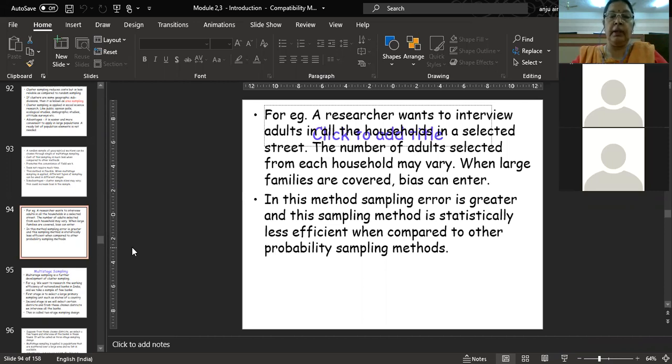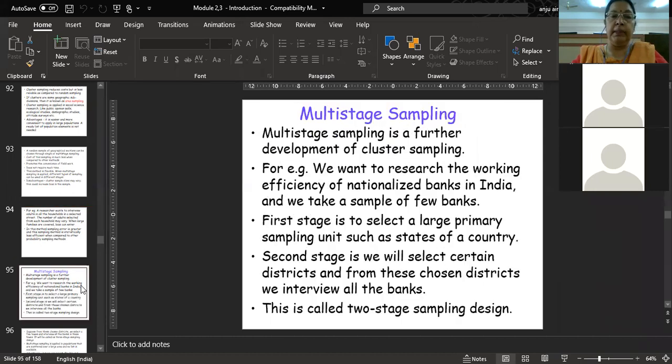You cannot divide the population into clusters because of the variation in the population. Too much variation in the population, it may lead to sampling error, sampling mistake, and you will not get a sample which is more efficient or which is statistically more accurate compared to other probability sampling techniques. So this is the disadvantage of this cluster sampling technique.